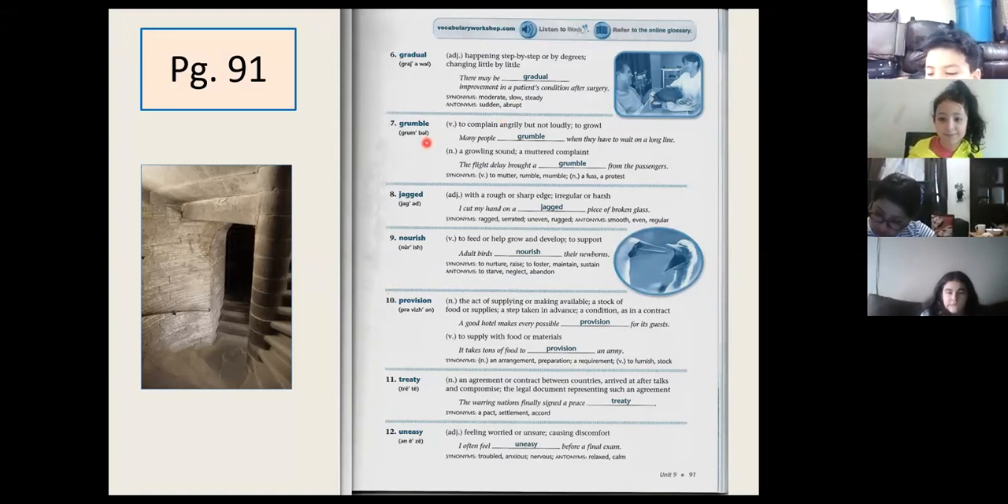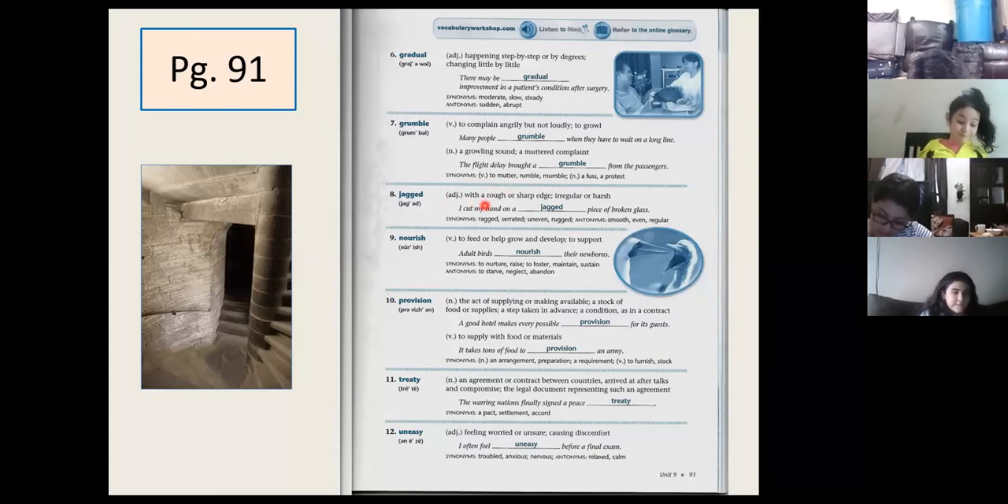Grumble, remember grumble, it's to be complaining, but you don't make too much noise. It's not loudly. So you're muttering. Imagine if you're in a line in the supermarket, it's too crowded with a lot of people. You might grumble because you are waiting like 2-3 hours in the line. So some people can grumble there.